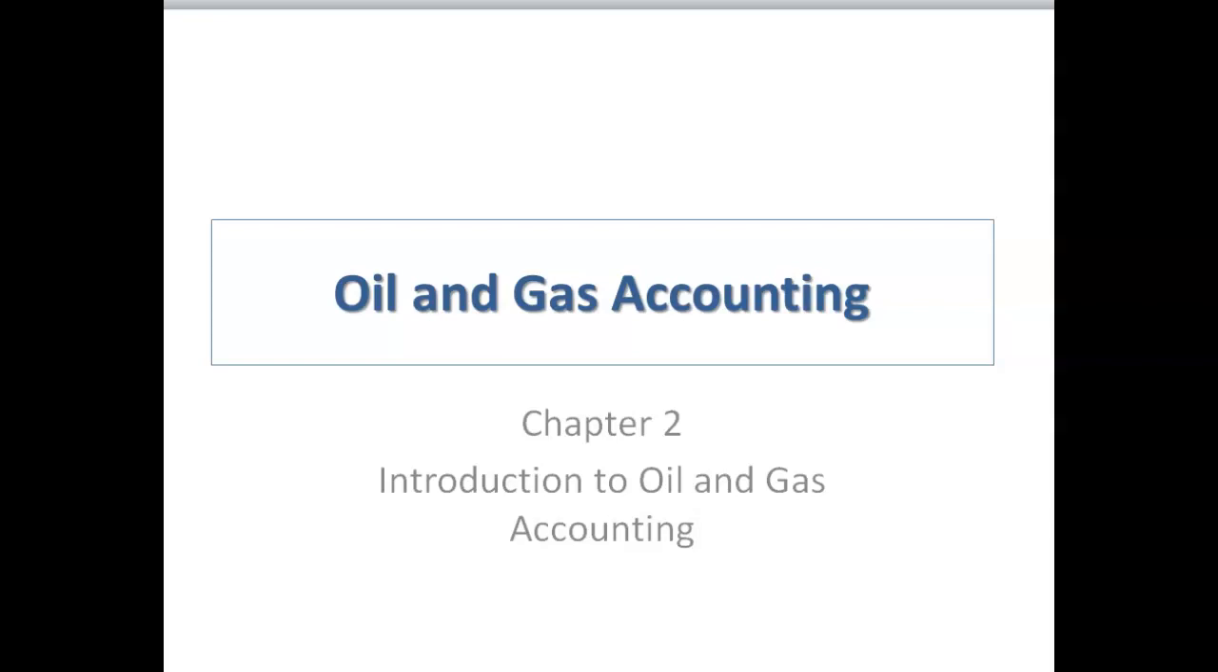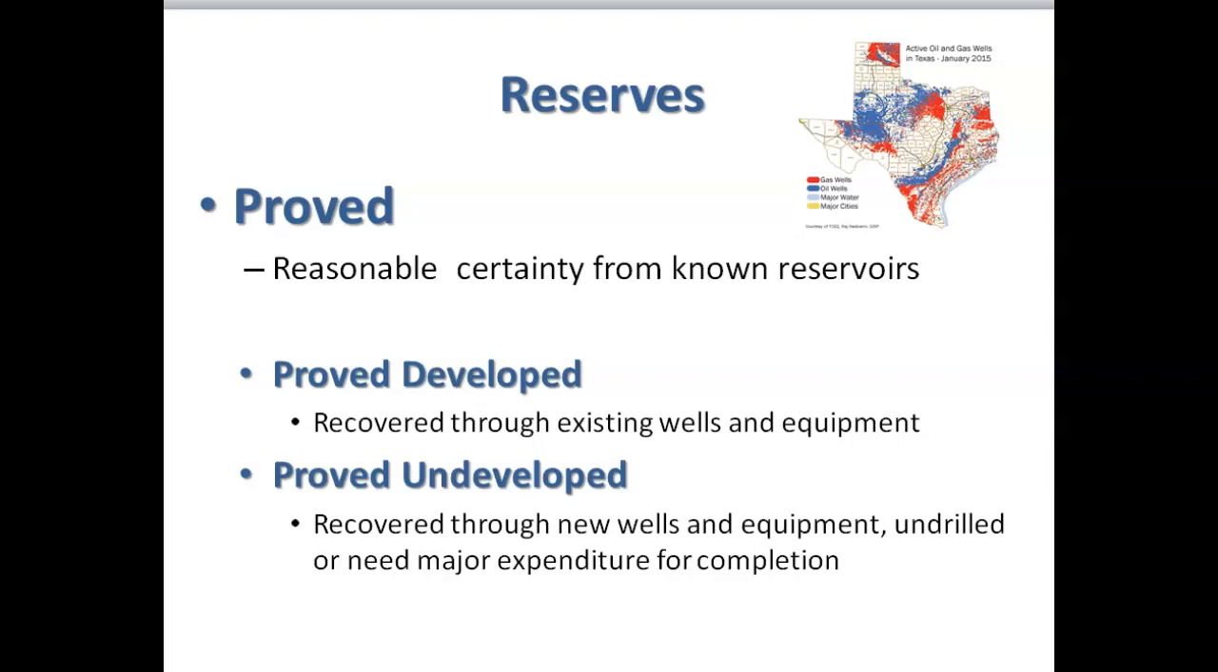Today we're going to talk about Chapter 2, Introduction to Oil and Gas Accounting. You'll finally get to start looking at journal entries that we're used to looking at. First, we're going to talk about the different categories of reserves, and these are accounted for differently.